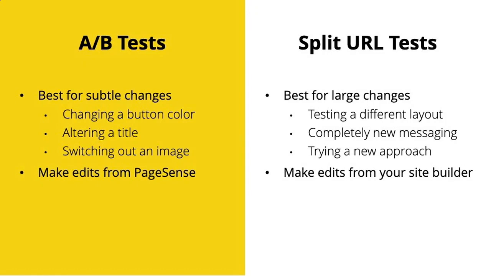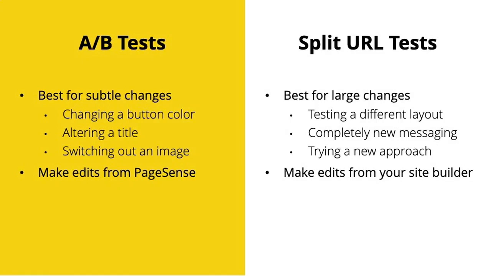It's a simple thing to change. There's one variable you're testing for. You can do it all in PageSense super easily. A split URL test is if you want to make a huge change and see if that makes a difference. So with a split URL, it's like, okay, I have two completely different versions of the layout for this page. Which one is going to perform better? Or instead of just changing out one little title, maybe I have two entirely different versions of messaging on the page. That's when you can do a split URL.